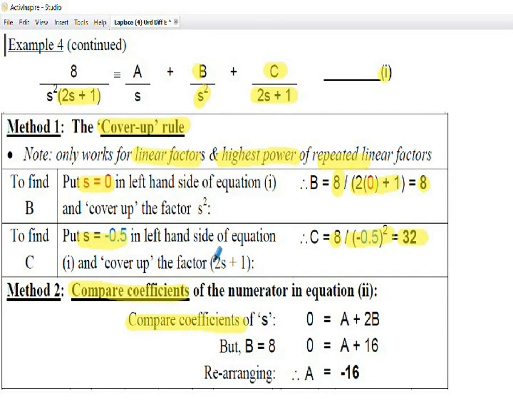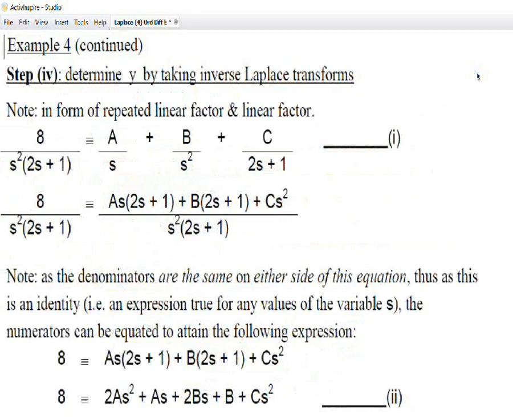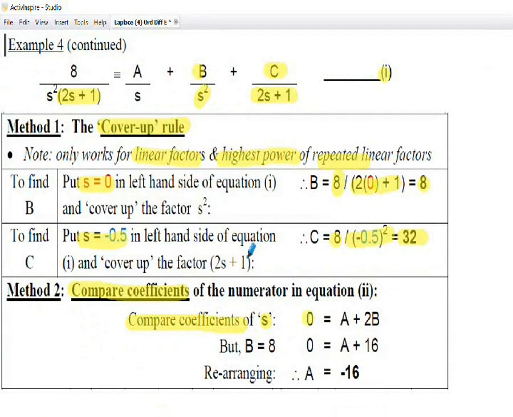So what we do now is look at the left hand side of the equation 3. If I go back to my previous slide, on the left hand side of equation c, you'll see there are no s terms, but on the right hand side I've got an as term and a 2bs term. So when I generate my equation, I will have 0 on the left hand side but a plus 2b on the right hand side. I already know b is equal to 8 from the cover-up rule, so I get a plus 16 on the right hand side, and transposing for a, a is equal to minus 16 in this case.